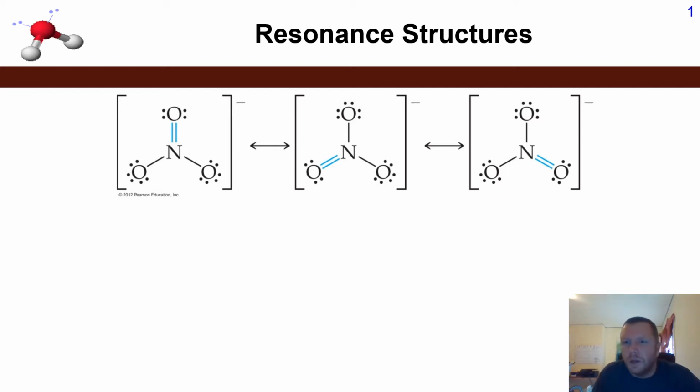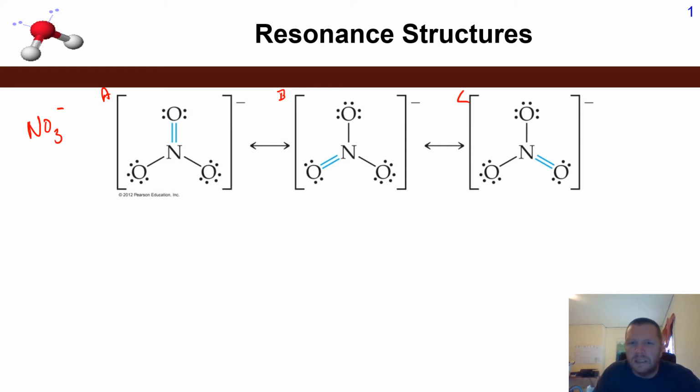So the second to last thing that we're going to talk about in chapter number 8 is the concept of a resonance structure, or you'll sometimes hear these referred to as resonance structures. Now, what this shows us is the molecule NO3-. This is a polyatomic ion. This is the nitrate ion. And I'm going to label these three different structures as A, B, and C.